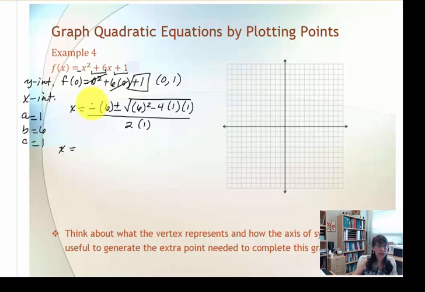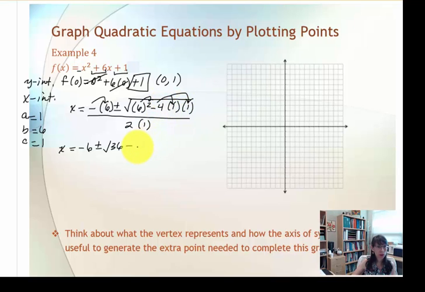X now is equal to negative times 6, or negative 6, plus or minus what's under the radical. The quantity of 6 squared would be 36, and our three factors are negative 4 times 1 times 1. Only one of these is negative, so I will be subtracting.